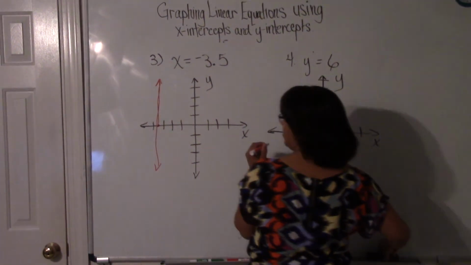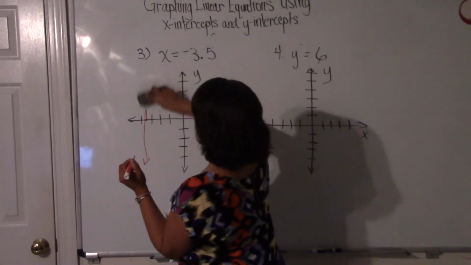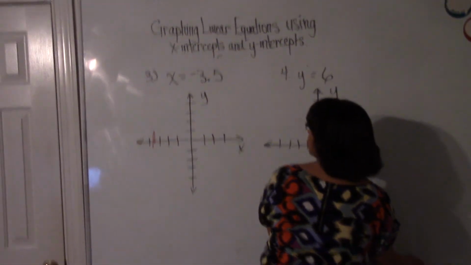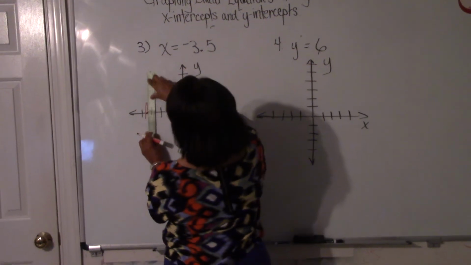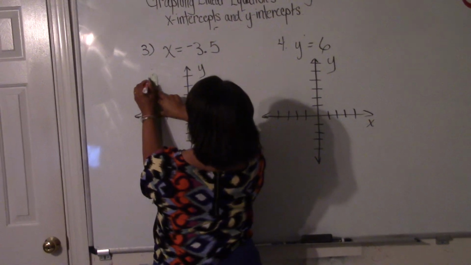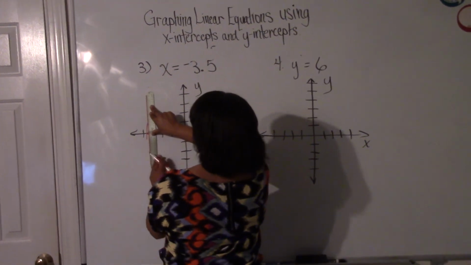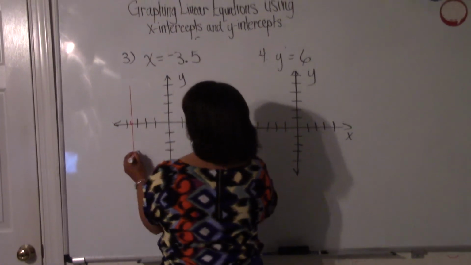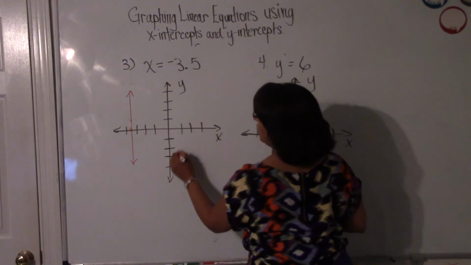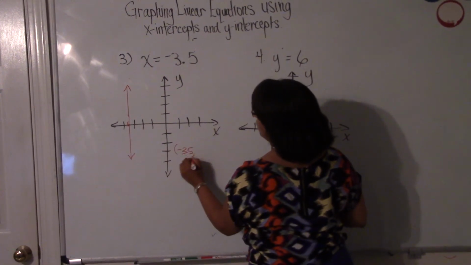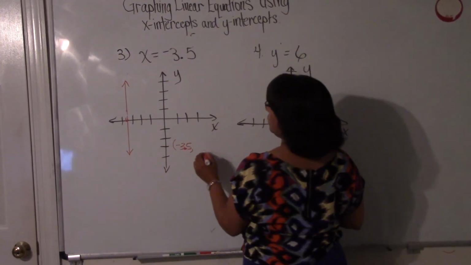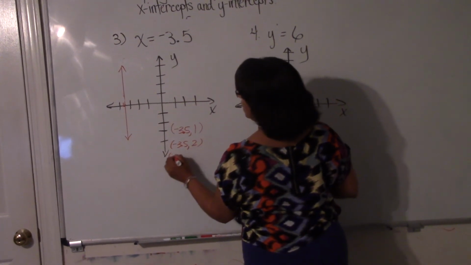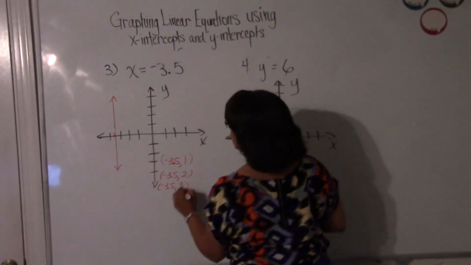Excuse me, I might need my ruler because I'm not very good with that. So let me get my ruler. And I'll try to make this a vertical line for you. That's a lot better. So what that means is all your ordered pairs are going to have negative 3.5 for your x. It's going to be negative 3.5, 1, negative 3.5, 2, negative 3.5, 3, and that's how come you end up with the vertical line.